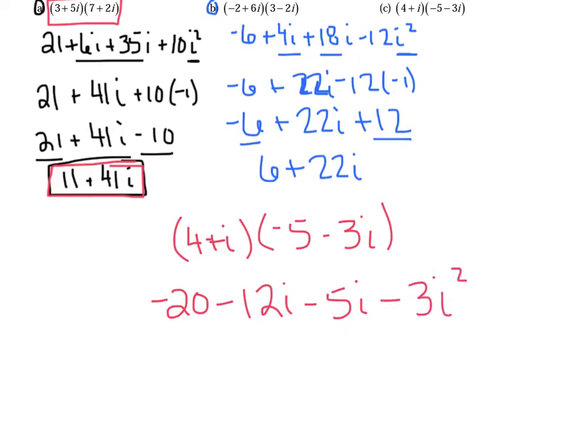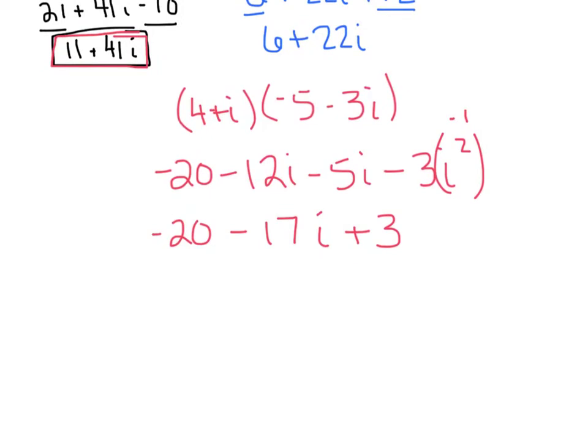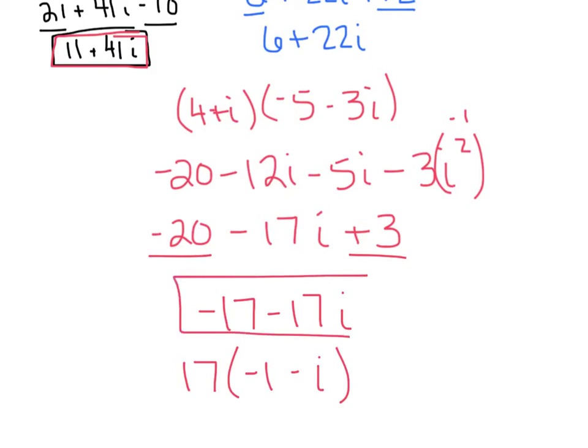Now I'm going to go a little bit quicker on this one. I'm not only going to combine the middle two terms to get negative 17i, but I'm going to substitute my negative 1 right now, and multiply it by negative 3 to get a plus 3. And then last but not least, I'm going to combine my like terms. I'm going to combine the negative 20 with the positive 3, and that's negative 17 minus 17i. Of course, there is a GCF, but factoring that out is optional. You could certainly stop right here.